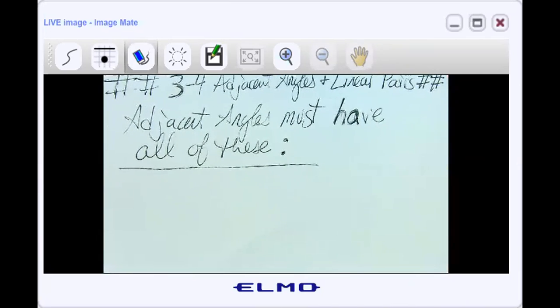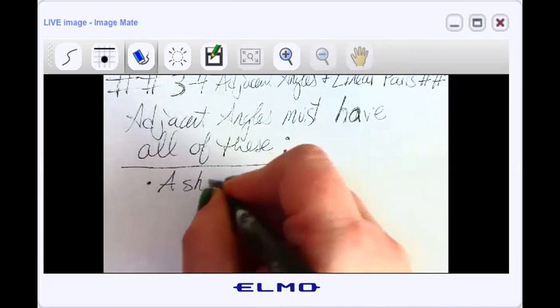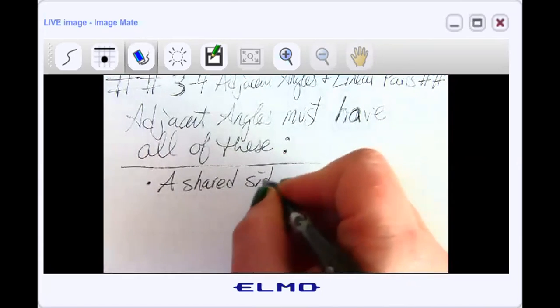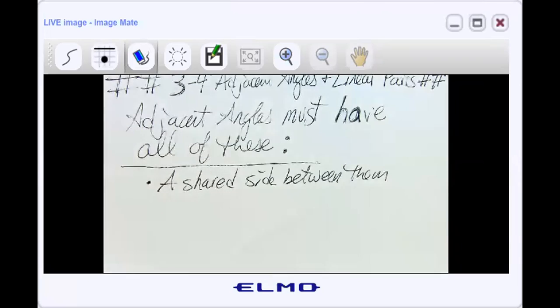So the first thing they must have is a shared side between them. Okay, you can think about this like a wall between classrooms. If you knock on the wall, Mr. Dion's going to hear it on the other side because he is on the other side of that shared wall. If I knock on the wall, Mr. Dion's going to hear it, but across the hall, Miss Swanson, she'll never hear it because she doesn't share a wall with me.